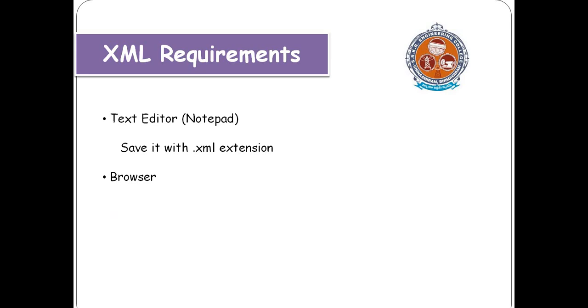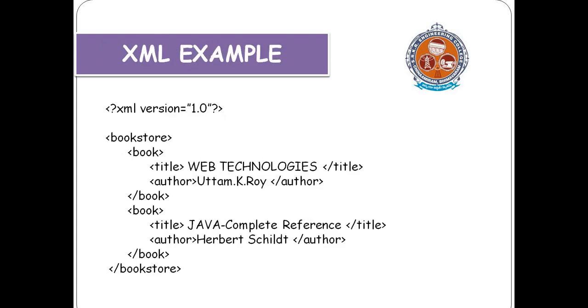So what are the requirements to build XML documents? You can use any text editor like Notepad, EditPlus, Notepad++, Eclipse, whatever text editors can be used to build XML. Whenever you complete your XML code, you have to save it with the .xml extension. In HTML you use .html. Similarly in XML you use .xml. It can run in any browser like Mozilla Firefox, Chrome, Internet Explorer. Any browser supports it.